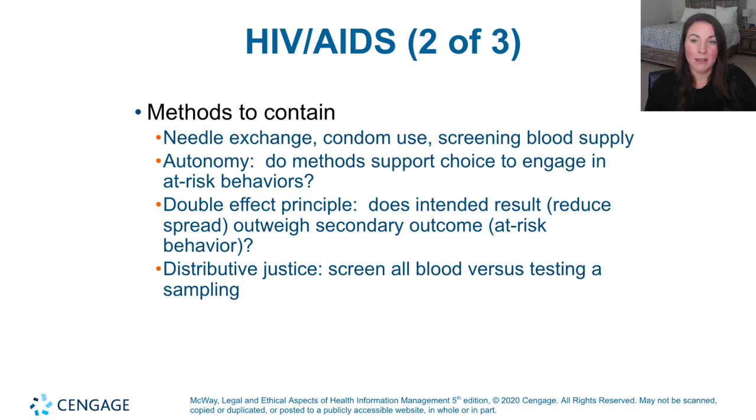So these methods can compromise autonomy. The person can choose to engage in these behaviors. The double effect principle applies to the example of the clean needle exchange. Does the attempt to reduce the spread outweigh the outcome of allowing them to still do these injectable drugs? And then distributive justice, so screening all of the blood versus just a sampling.